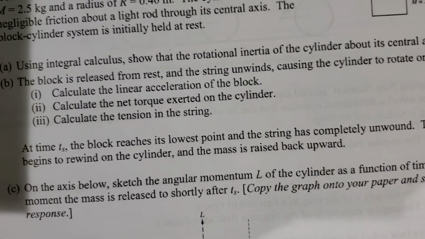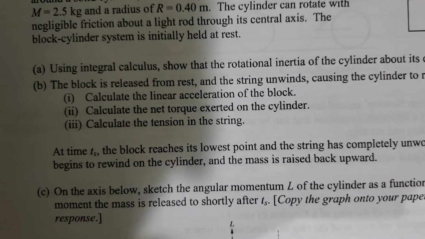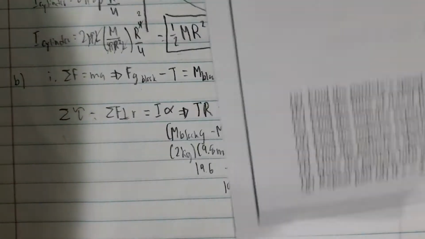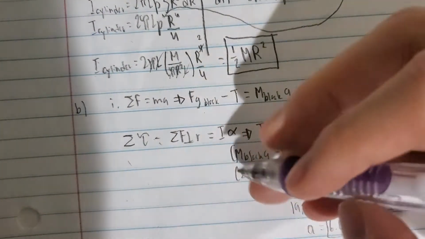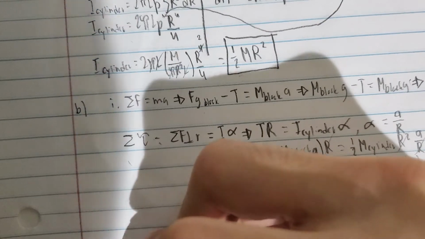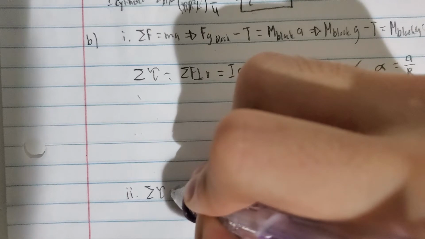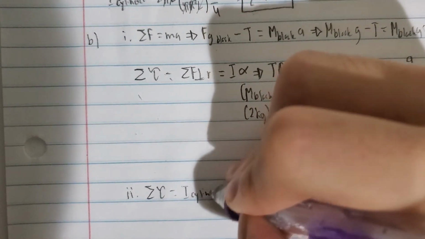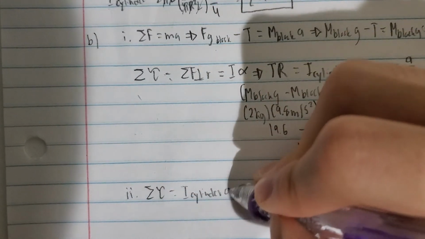Okay, now that I've solved for acceleration of the block, that paves the way for solving the other two in an easy manner. So the second part asks me to calculate the net torque exerted on the cylinder. Okay, so let's see. As a reminder, the equation for net torque on a cylinder is the moment of inertia of the cylinder times alpha.